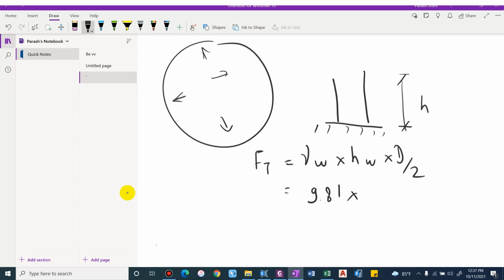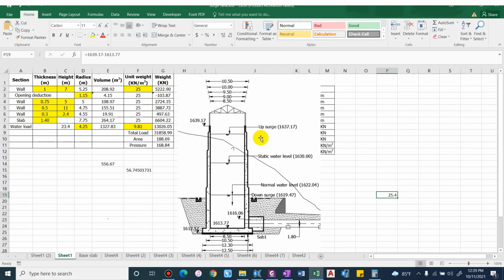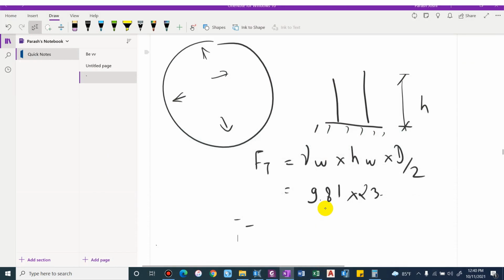Similarly, height, let us check the height first. The water level, here you can see the maximum water level is 1637.17, so we have to consider that. So we get the overall height of the water as 23.4. So 9.81 into 23.4 into 8.5 divided by 2 gives 975.604, approximately 975.